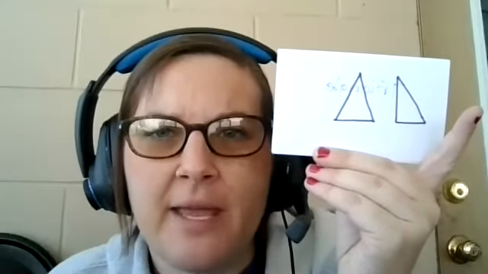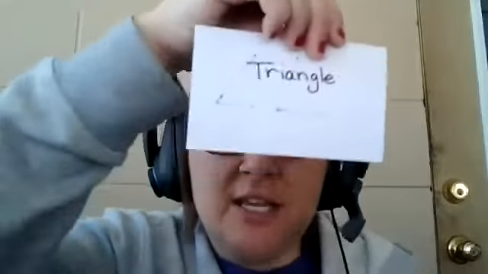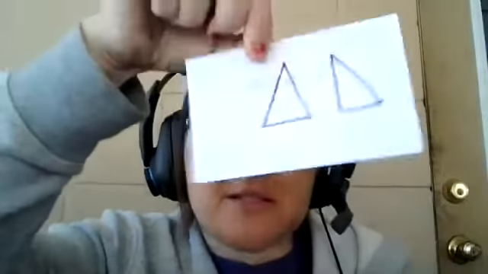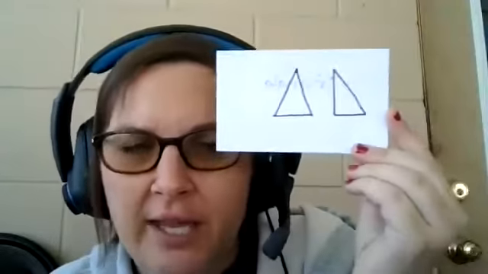A polygon made with 3 line segments. Clay? A triangle. Very good. A triangle has 3 line segments, and that's how you know that it is. It is a simple closed curve, and this is also a polygon, and it is a triangle. Very good. All right. How about this one?